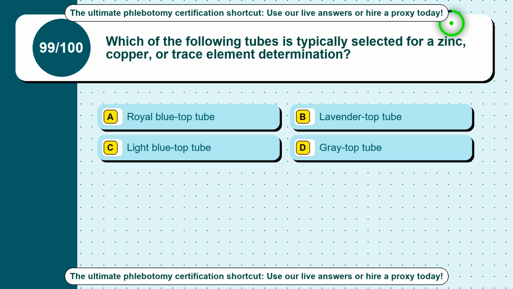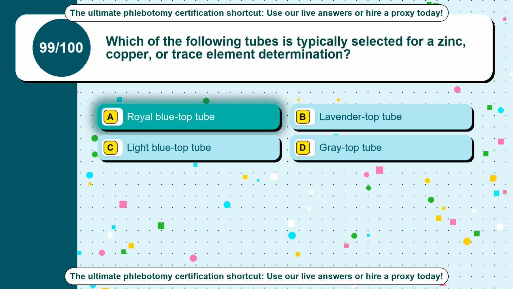Question 99. Which of the following tubes is typically selected for a zinc, copper, or trace element determination? Option A, royal blue top tube. Option B, lavender top tube. Option C, light blue top tube. Option D, grey top tube.